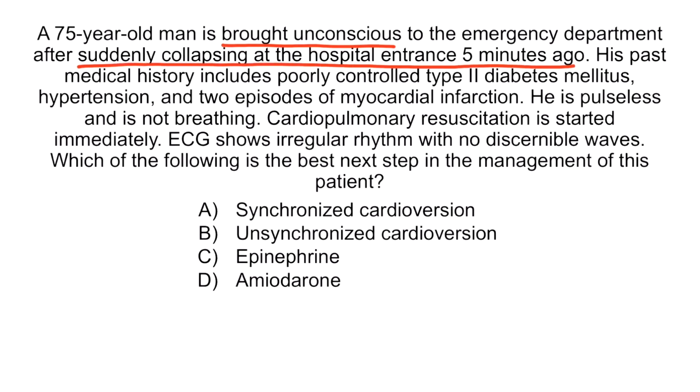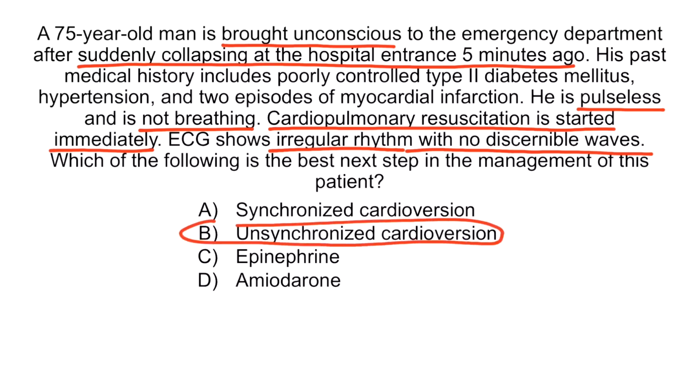This elderly man is brought unconscious to the emergency department after suddenly collapsing at the hospital entrance 5 minutes ago. He is pulseless and not breathing, indicating cardiorespiratory arrest. Cardiopulmonary resuscitation is started immediately. ECG shows irregular rhythm with no discernible waves. This pattern confirms ventricular fibrillation. Since ventricular fibrillation is a shockable rhythm, the best next step in the management of this patient is unsynchronized cardioversion, also known as defibrillation. So the correct answer is option B.